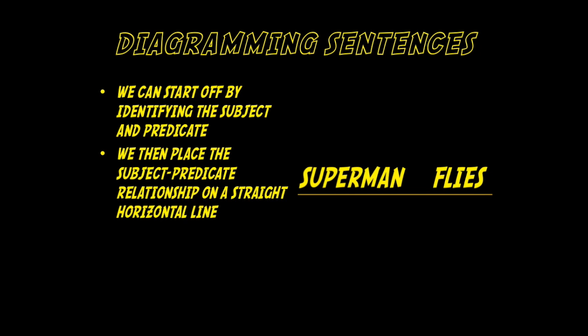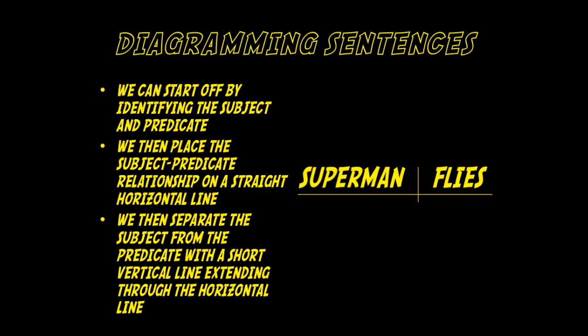We then place the subject-predicate relationship on a straight horizontal line, just like this. So we draw that line underneath it. Make sure you're doing this on your paper. We then separate the subject from the predicate with a short vertical line extending through the horizontal line, just like that. So make sure you draw that down.